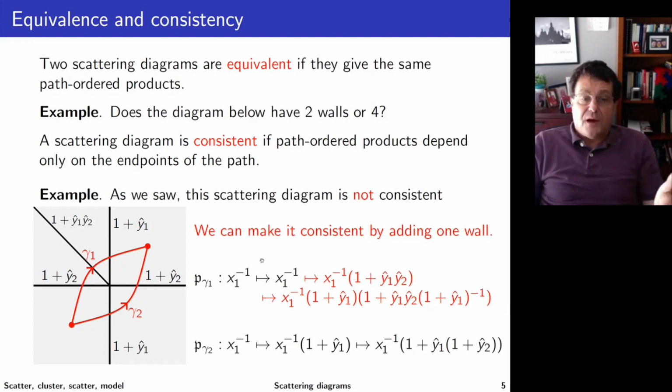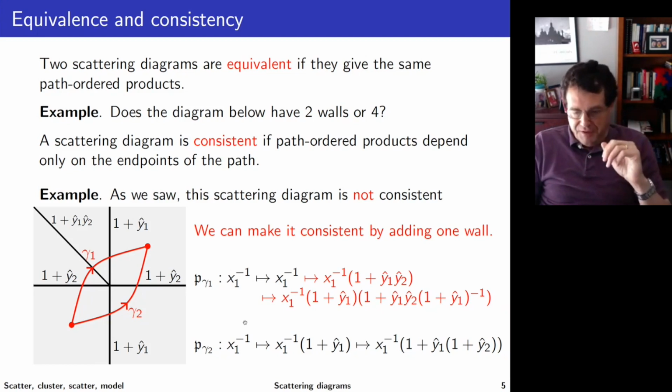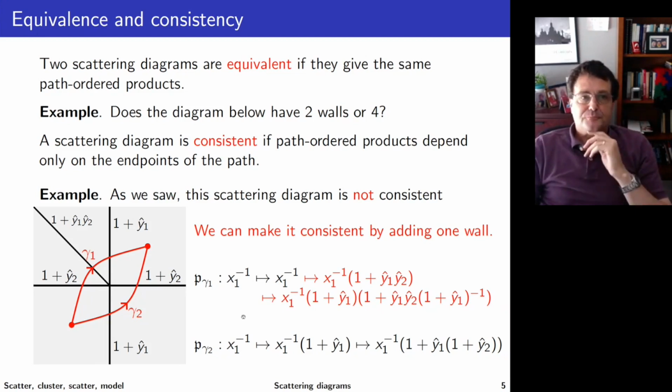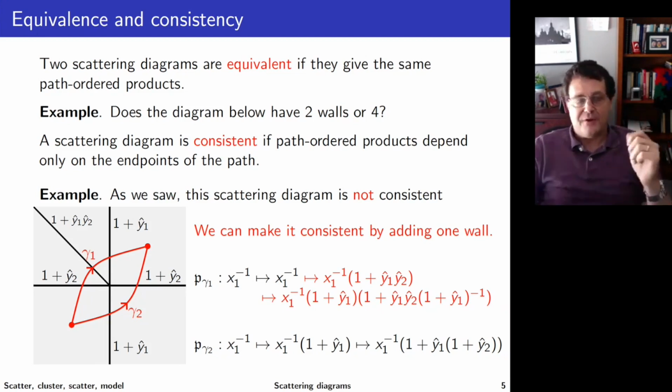And just to remind what the other path did, the other path hasn't changed. It doesn't see this new wall. And so we do this. If you do a very simple manipulation with this gamma 1 path-ordered product, then you'll get the same answer as for gamma 2 now. And of course, to show that it was consistent, we would actually have to check it on all monomials, and we've only checked on one, but that's enough for this example. So consistent means if I'm going to do a path-ordered product, it doesn't matter which path I take, it just matters where I start and where I end.